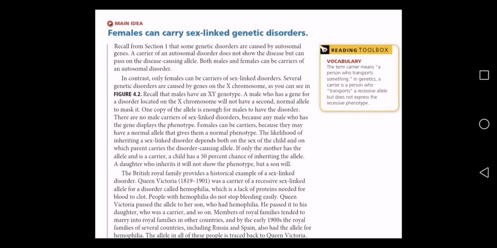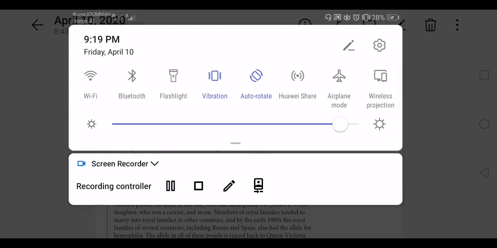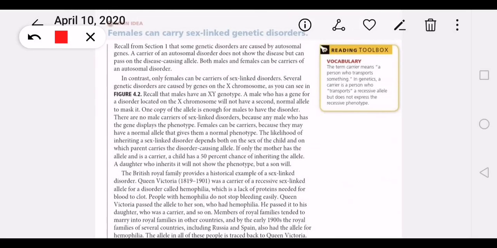So we are going to study sex-linked genes. Sex-linked genes, as you remember, are related with genes found on or located on the X chromosome.